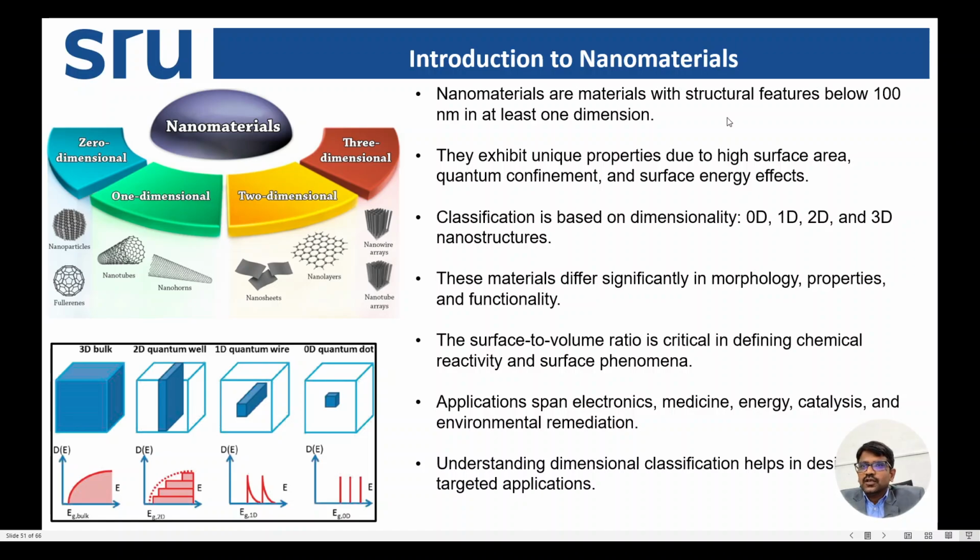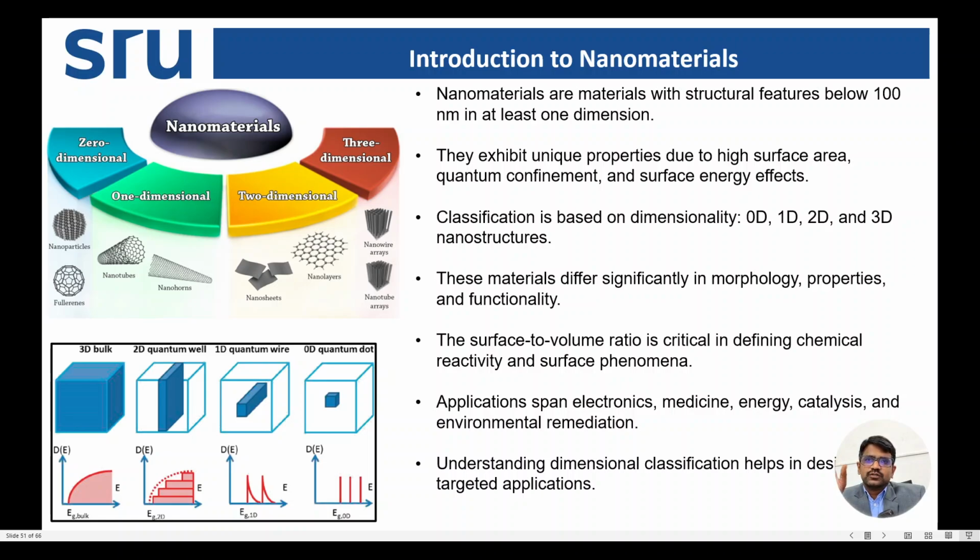Okay, so basically, there are four types of nanomaterials. The classification is based on dimensionality: 0D, 1D, 2D, and 3D nanostructures. These materials differ significantly in morphology, properties, and functionality. What does it mean? Quantum confinement and surface area will change for these types of nanomaterials.